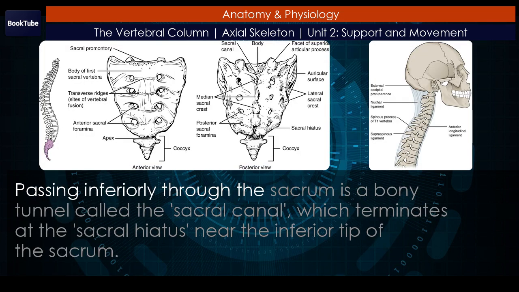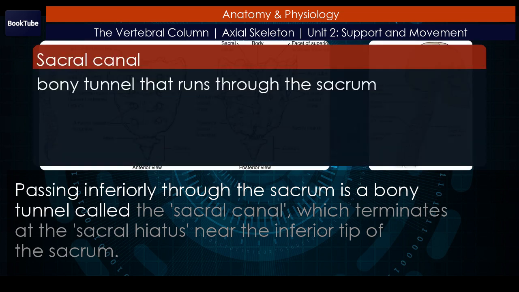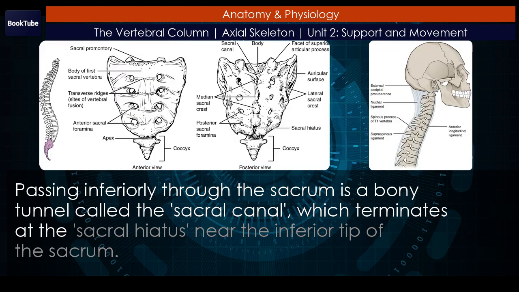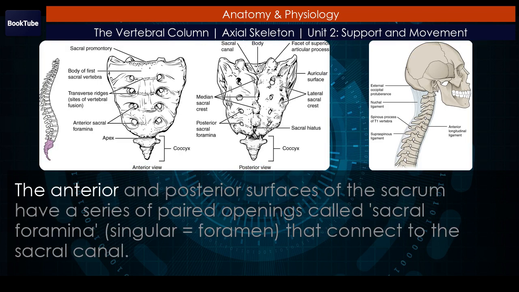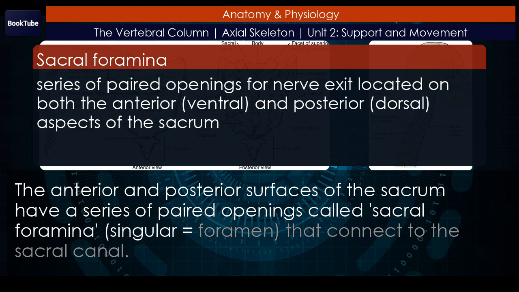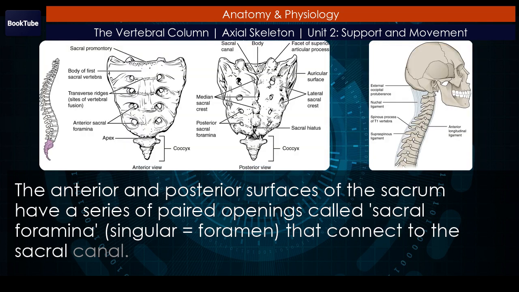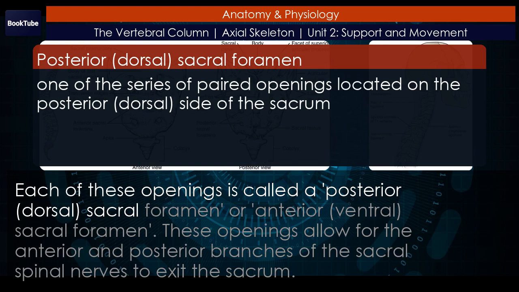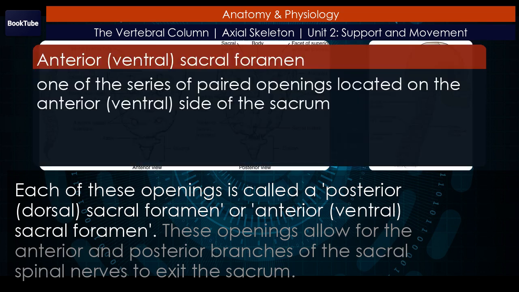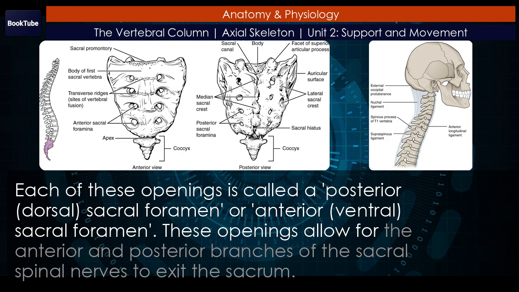Passing inferiorly through the sacrum is a bony tunnel called the sacral canal, which terminates at the sacral hiatus, near the inferior tip of the sacrum. The anterior and posterior surfaces of the sacrum have a series of paired openings called sacral foramina, singular equals foramen, that connect to the sacral canal. Each of these openings is called a posterior (dorsal) sacral foramen, or anterior (ventral) sacral foramen. These openings allow for the anterior and posterior branches of the sacral spinal nerves to exit the sacrum.